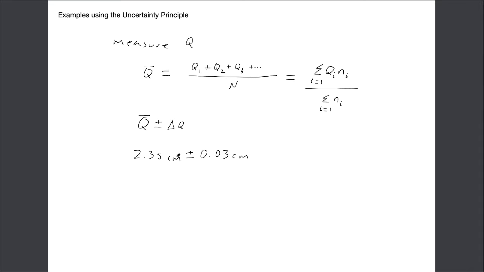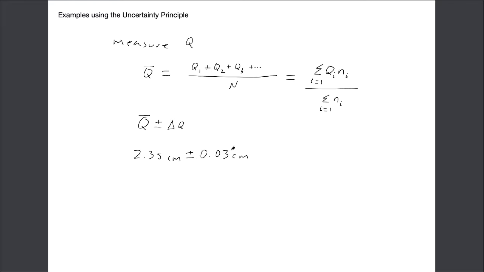So this means that the true value is somewhere between 2.35 plus this amount or 2.35 minus this amount. That gives you a sense of the spread of our data, how well we know that measured value. But how do we come up with this number? How do we come up with this 0.03 number?